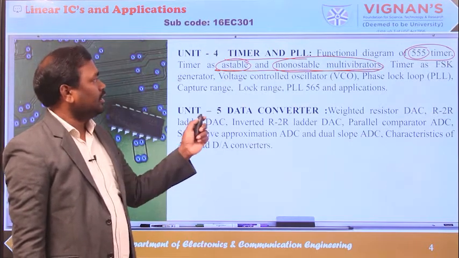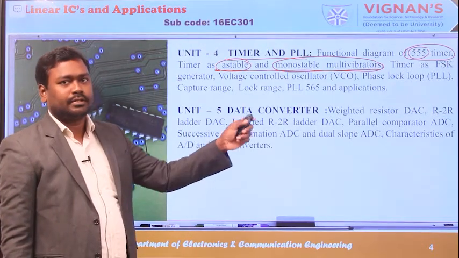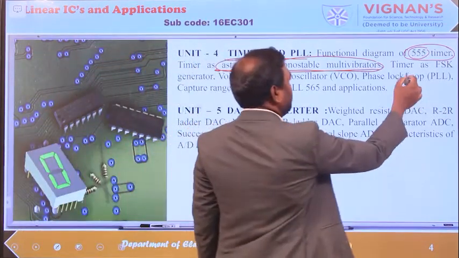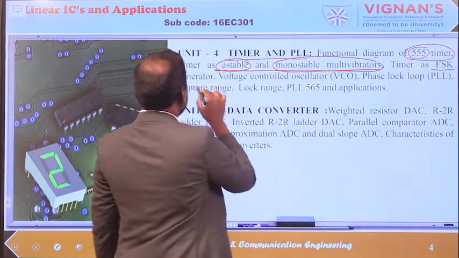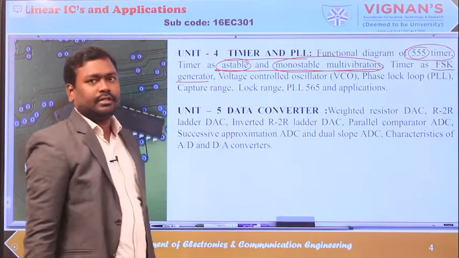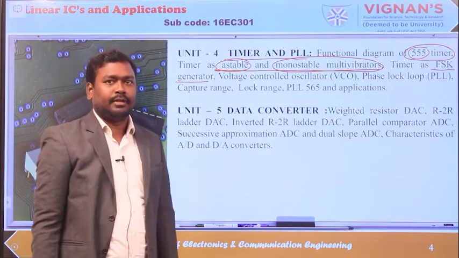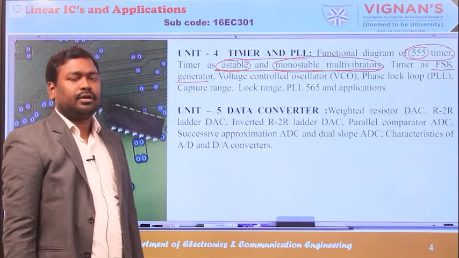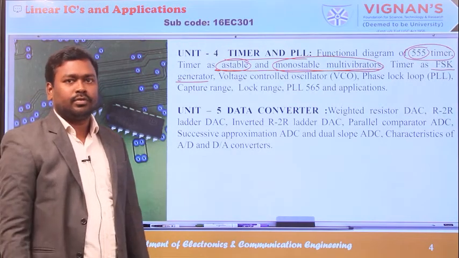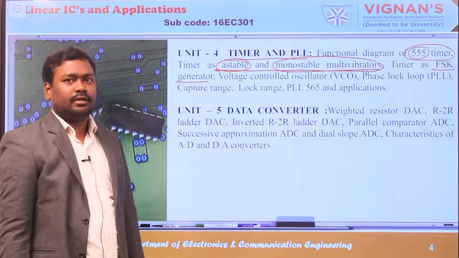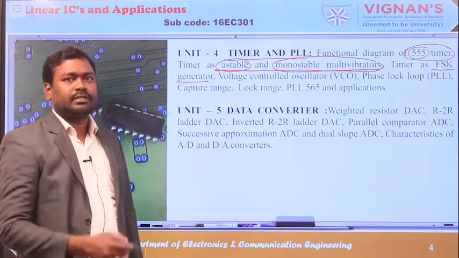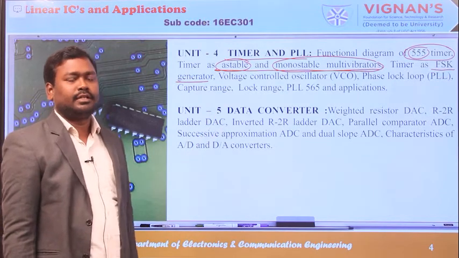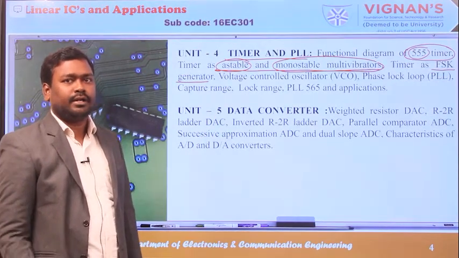So mainly we see these 2 applications using 555 timer, and this can be used for FSK generation, frequency shift key. So you have studied this in communication. There you have directly studied about the frequency shift keying. But you haven't studied how to generate that. So here you see the system how to generate FSK.